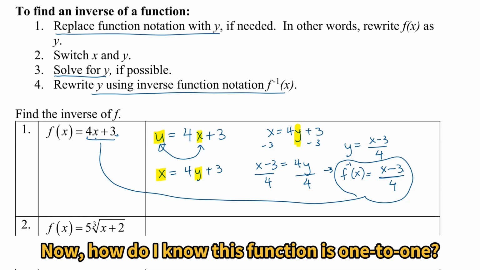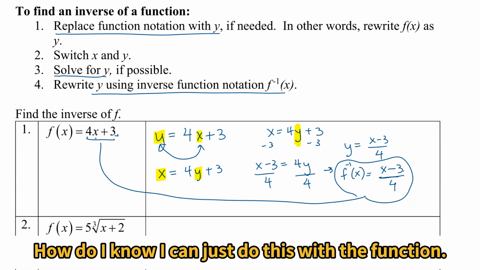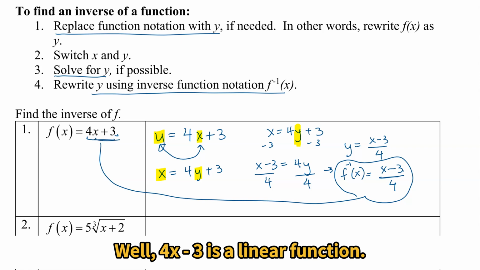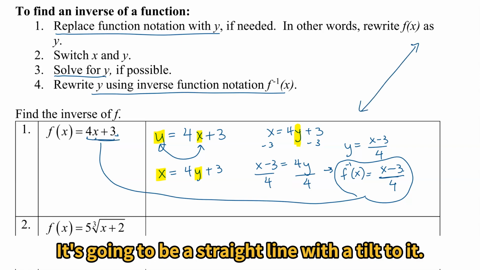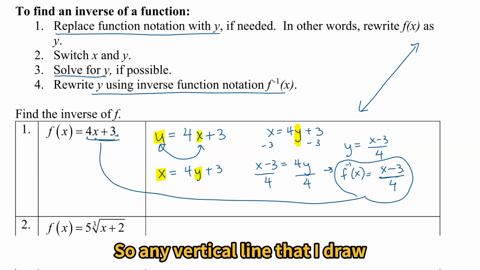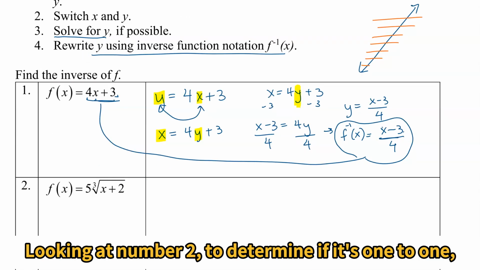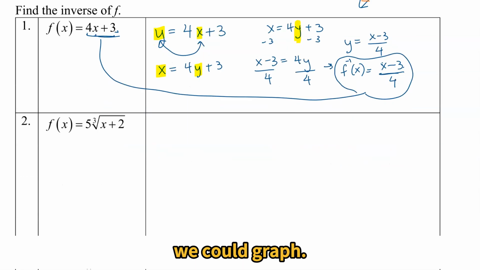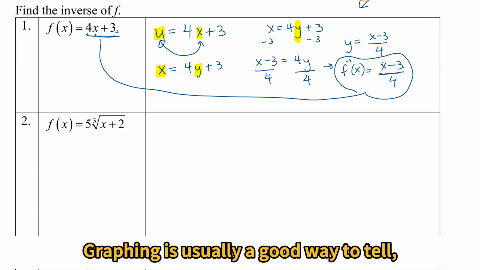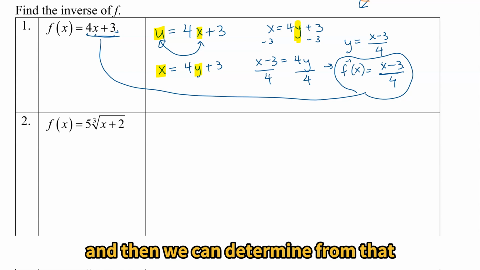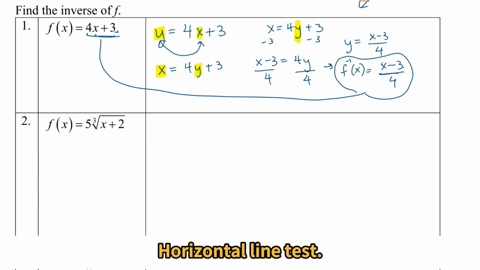Now, how do I know this function is one-to-one? How do I know I can just do this with the function? Well, 4x plus 3 is a linear function. It's a positive slope of 4, so it's going to be a straight line with a tilt to it, an incline, a slope. So any horizontal line that I draw is only going to hit that line in one place. Looking at number 2, to determine if it's one-to-one, we could graph. Graphing is usually a good way to tell, and then we can determine from that horizontal line test.